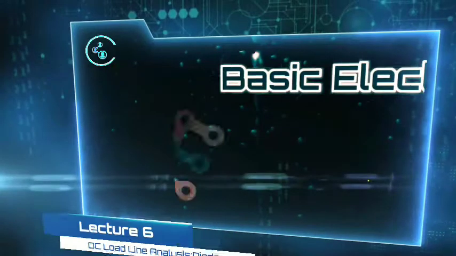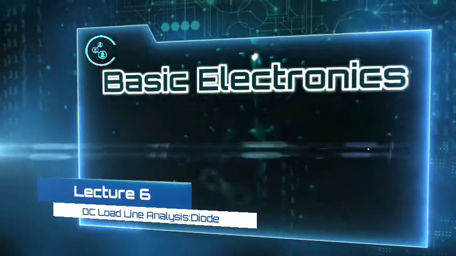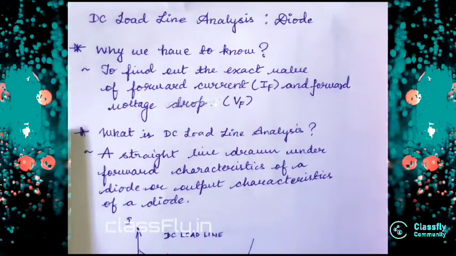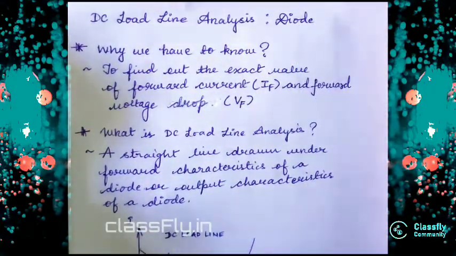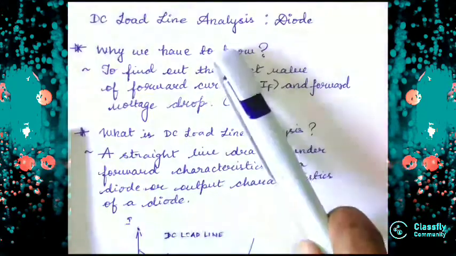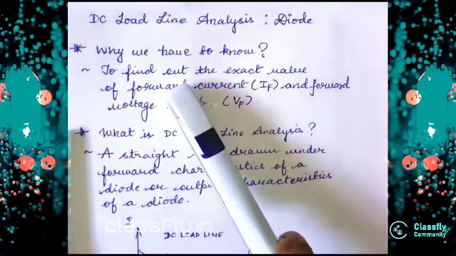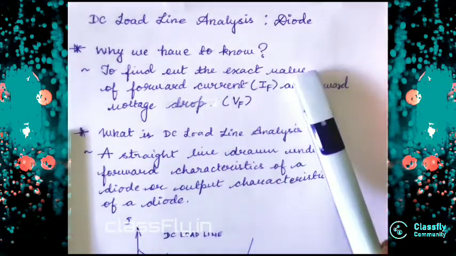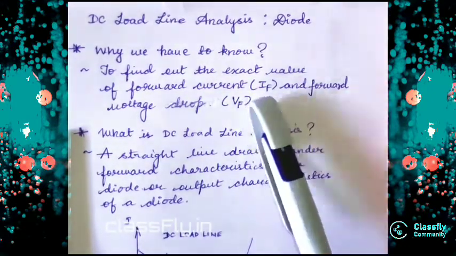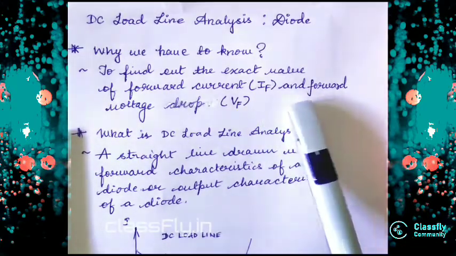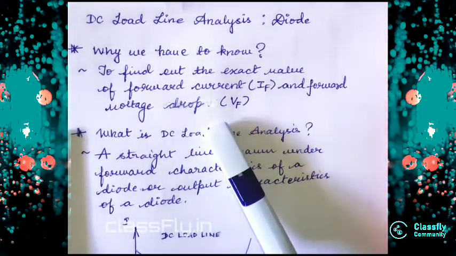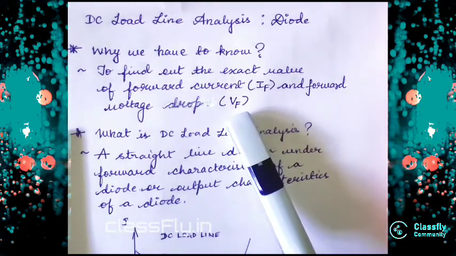Today, lecture 6 of Basic Electronics is DC load line analysis of diode. Why do we have to know this? We have to know this analysis because we have to find out the exact value of forward current, in short written as IF, and forward voltage drop, that is VF in short.